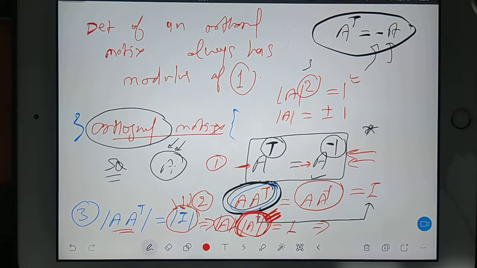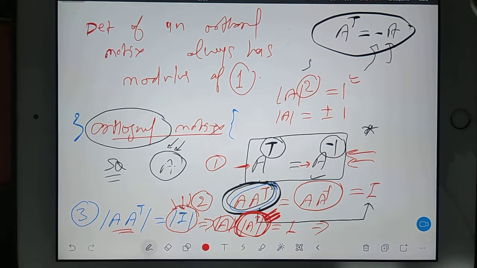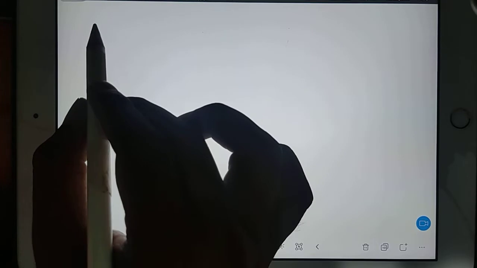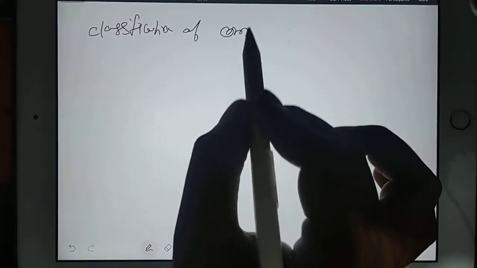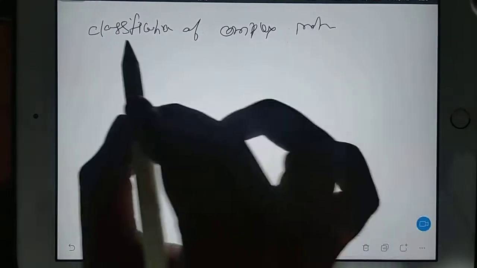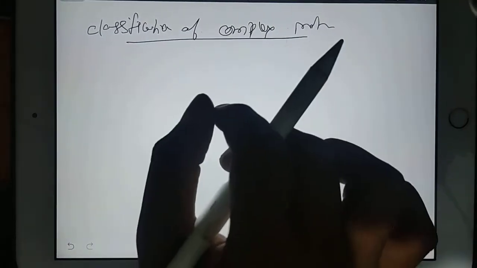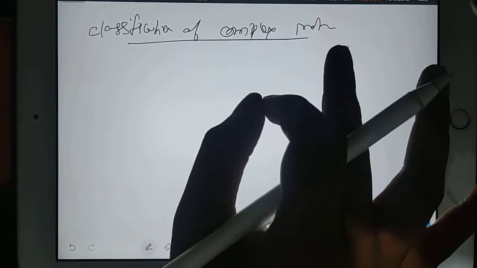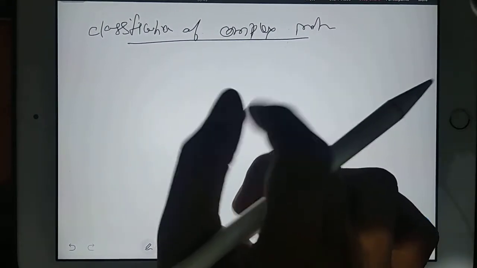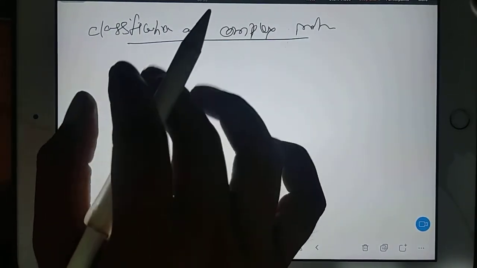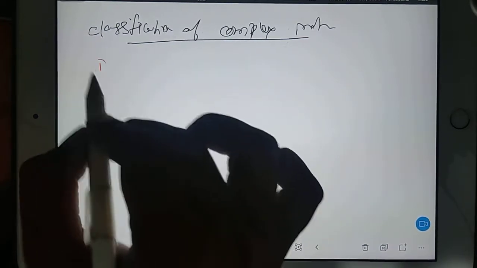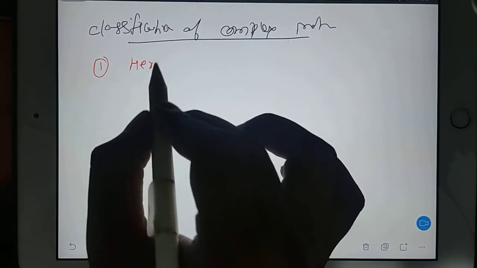So real matrix we have classified. Now we have to classify complex matrix. Changing the page. Classification of complex matrix. Now, in a complex matrix, the elements sitting in the matrix must be complex numbers. So in that case, we have three possible types of matrix we used to discuss. In the first, we discuss Hermitian matrix.